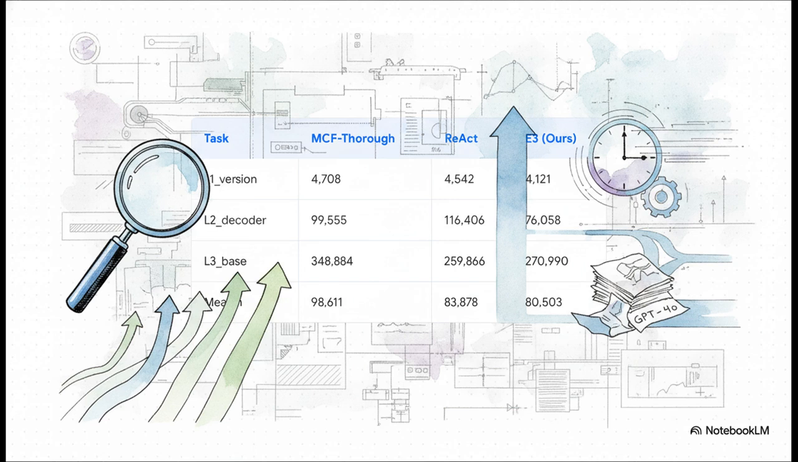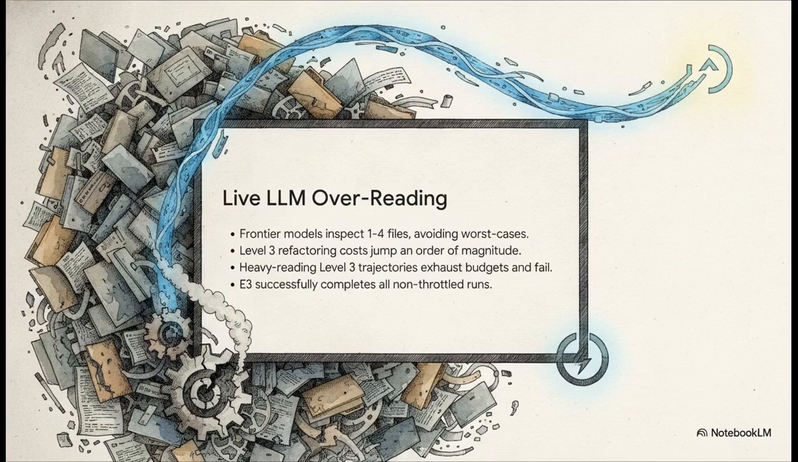Just look at the Level 2 comment decoder task. E3 saves tens of thousands of tokens simply by predicting the scope accurately before it dives headfirst into the repo. Now, the dynamics of overreading on live LLMs carry a terminal operational tax. A frontier model naturally inspects 1 to 4 files. But throw a deceptive Level 3 refactoring task at it, and the token cost explodes by an order of magnitude, pushing up to 350,000 tokens.